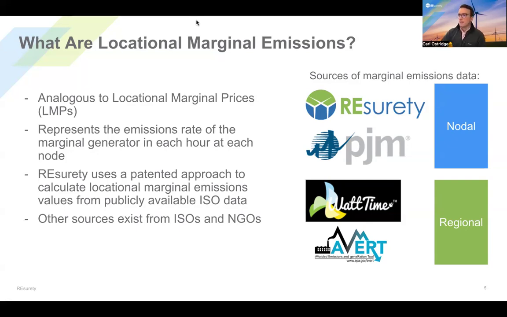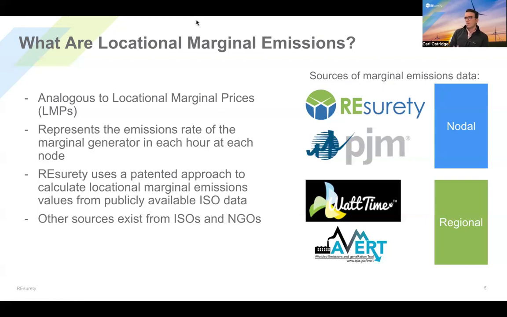Before we get too deep into the analysis, though, I wanted to start with just a bit of background on locational marginal emissions. This is the data set that we're going to be looking at here. What is that and how should we think about it? So one of the ways that I find useful to think about locational marginal emissions is that it's analogous to locational marginal prices, which I expect that most people are familiar with already.